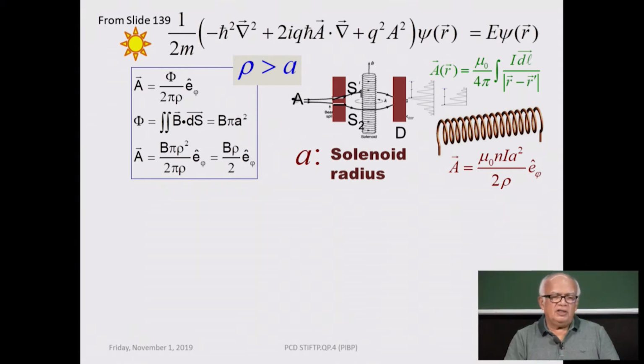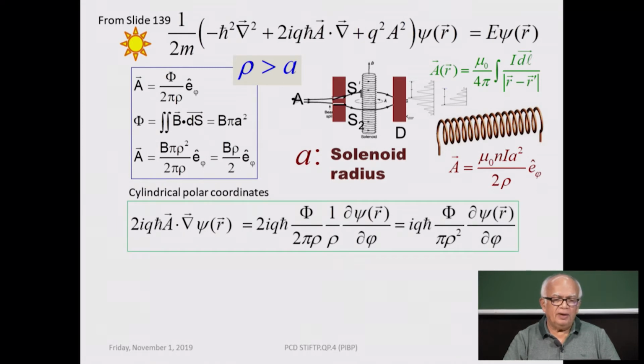The vector potential has this azimuthal symmetry. The flux is a surface integral B dot ds, but it is only the area which is inside the solenoid. So, A is the radius of the solenoid. The expression for the vector potential A is the one which is appropriate for rho greater than A, which is outside the solenoid. That is the region of interest. That is the region which the particles are passing through.